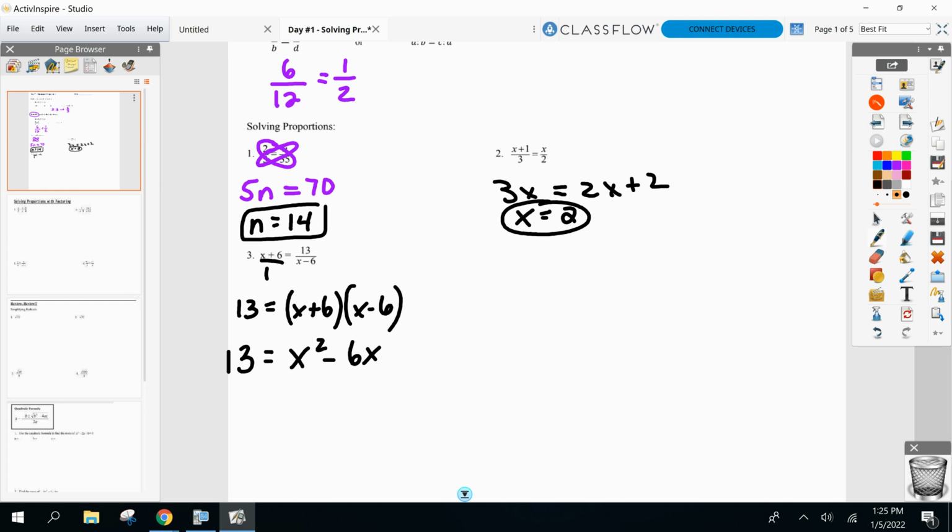So you end up with plus 6x. And what number here at the end? Minus 36. Combine your like terms, and what happens in the middle here? 13 equals x squared.